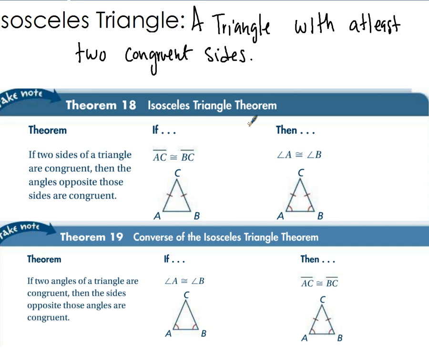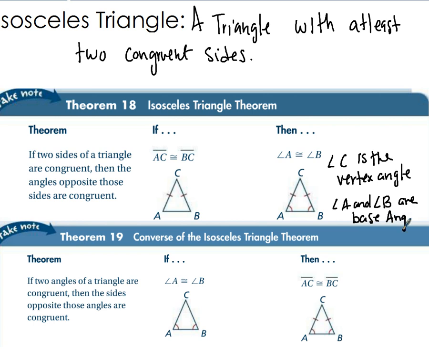With our isosceles triangles, angle C is the vertex angle, and angle A and angle B are base angles. Okay, so we're going to refer to these angles later on.